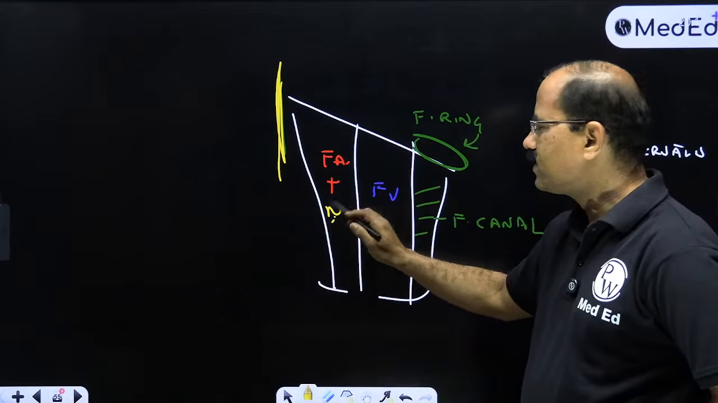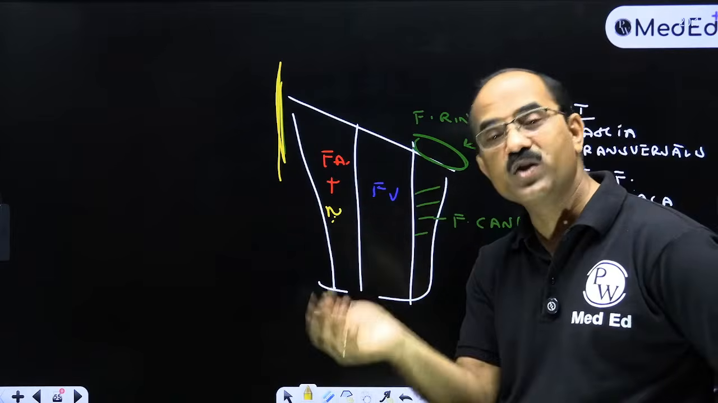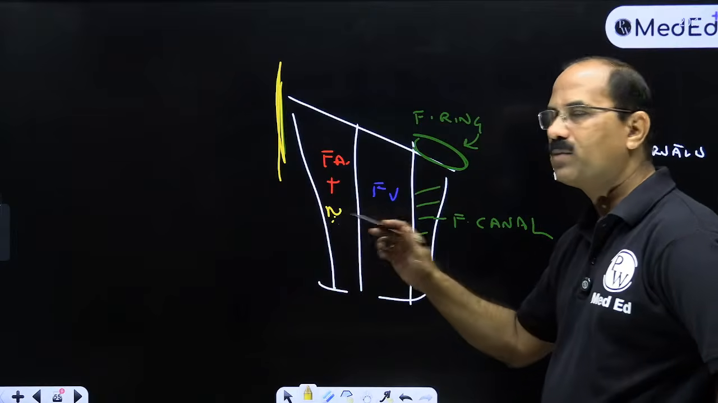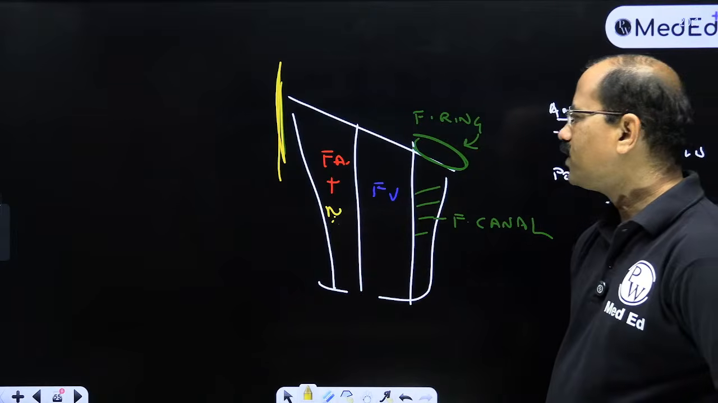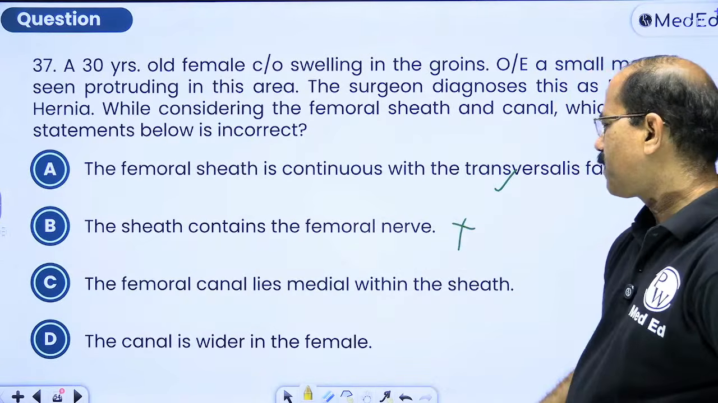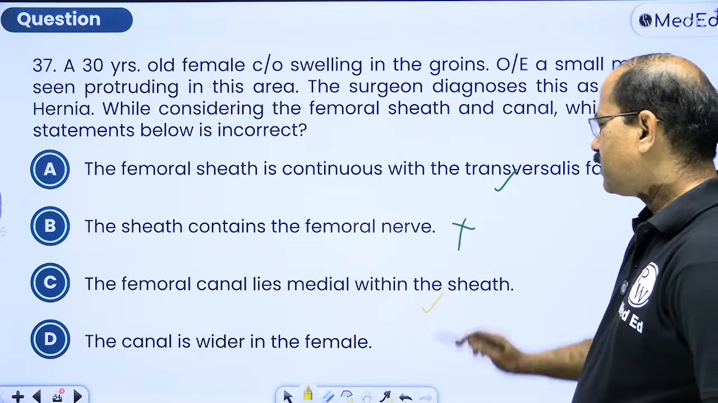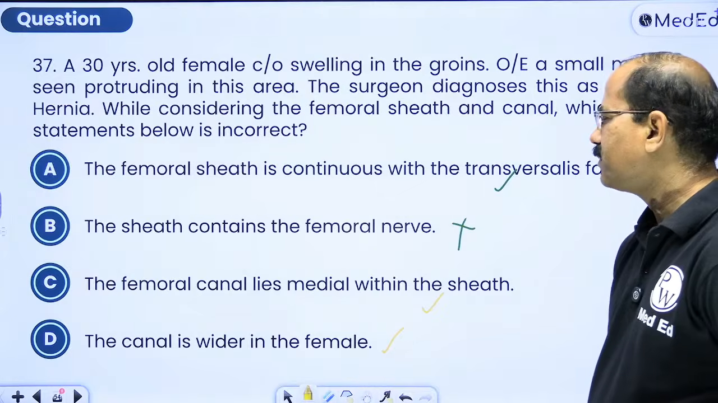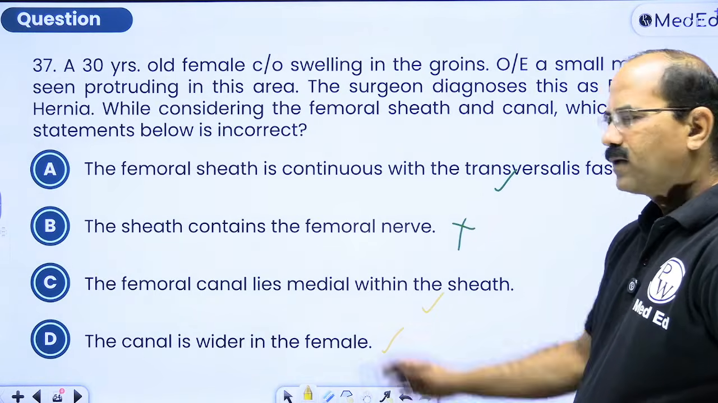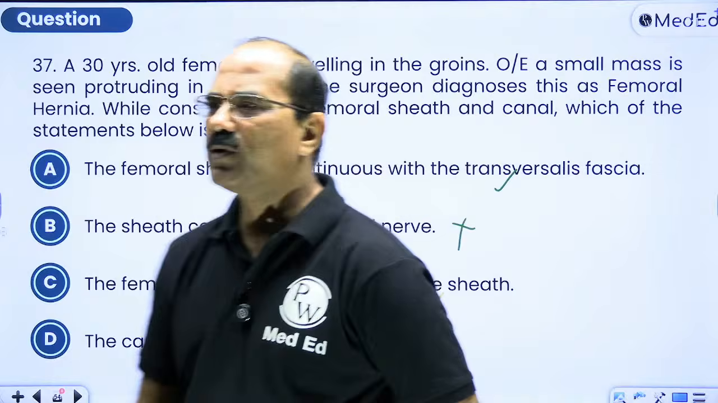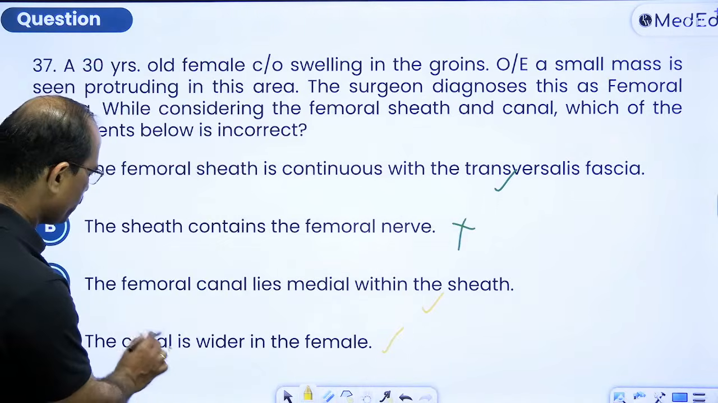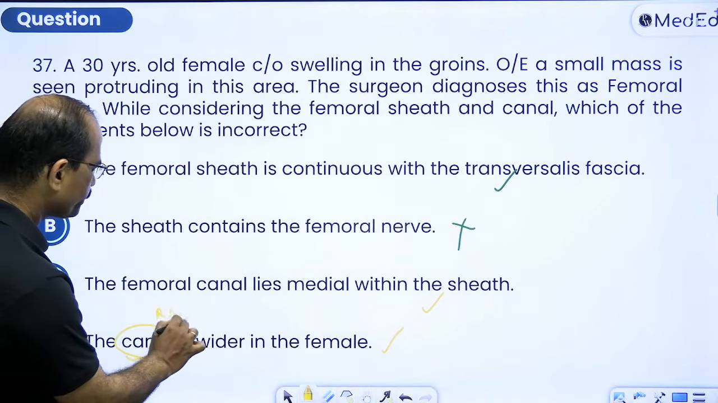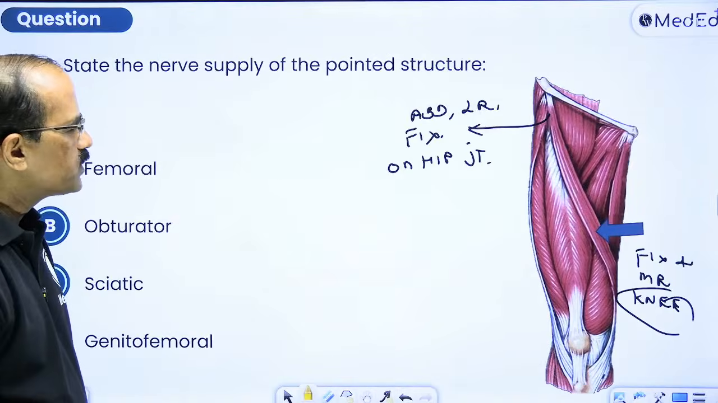What is this nerve? This is the femoral branch of genitofemoral nerve. Femoral nerve is not a content of femoral sheath. Femoral canal is the medial content. The canal is wider in females. Yes, the canal is wider in females. Canal के बदले ring होगा. The femoral ring is wider in females. Femoral canal के बदले ring बोलो. The femoral ring is wider in females.